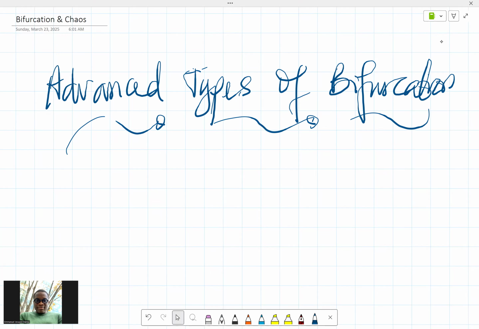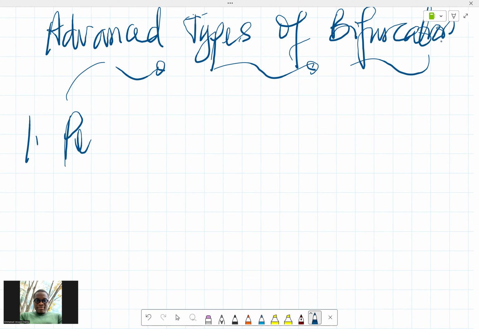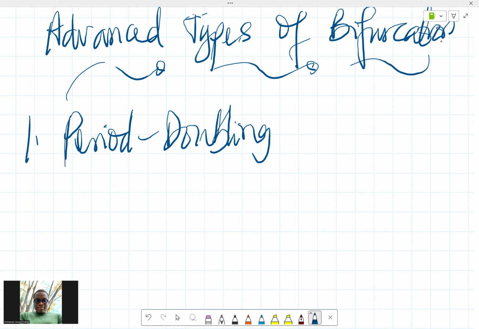First of all, we have what we call the period doubling bifurcation. In the previous video, we had seen things like saddle node bifurcation, transcritical bifurcation, and pitchfork bifurcation, where we saw supercritical and subcritical pitchfork bifurcation, and then we saw Hopf bifurcation. Interestingly, in this video, I'll be showing you what Hopf bifurcation looks like, the Van der Pol oscillator kind of thing. So here we talk about period doubling bifurcation.